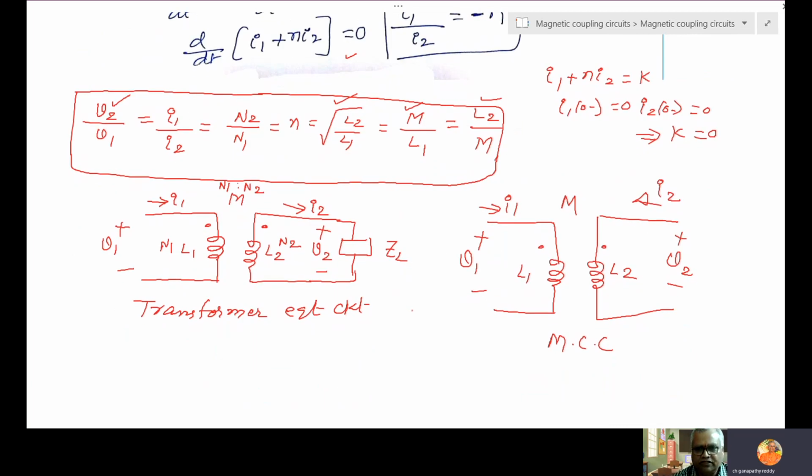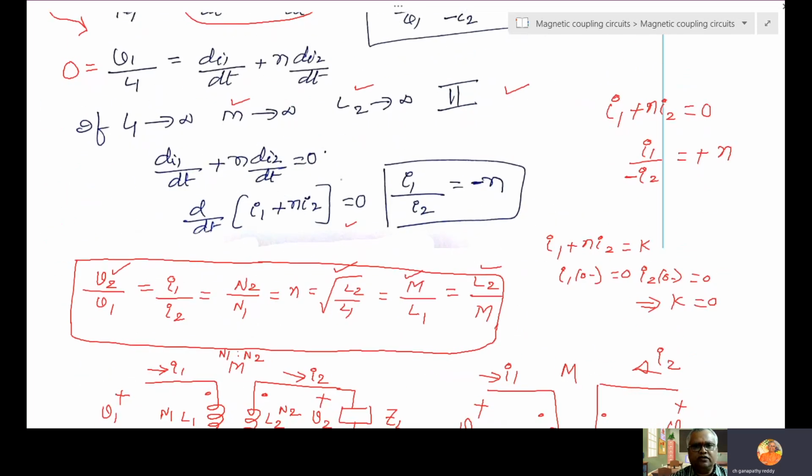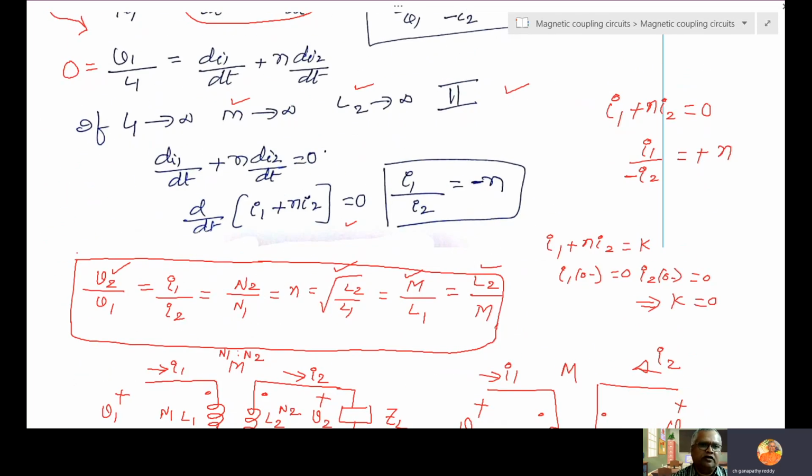So once again, I am insisting, when you are writing I1 by I2 equal to plus N, please ensure that I1 is entering at dot and I2 leaving from the dot. If I1 is entering at dot and I2 also entering at dot, then I1 by I2 will become minus N, or I1 by minus I2 equal to plus N. Like that you remember. So these formulas are important to remember.